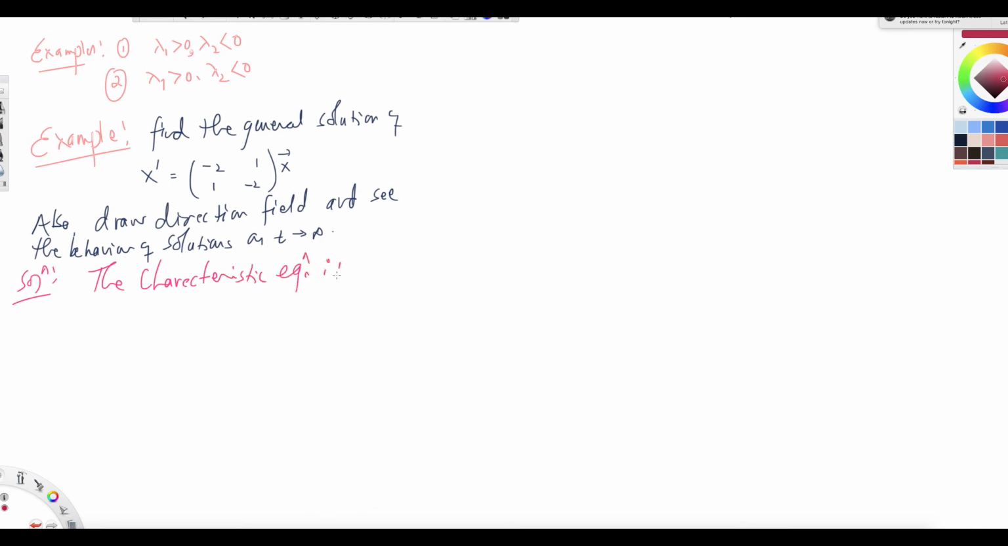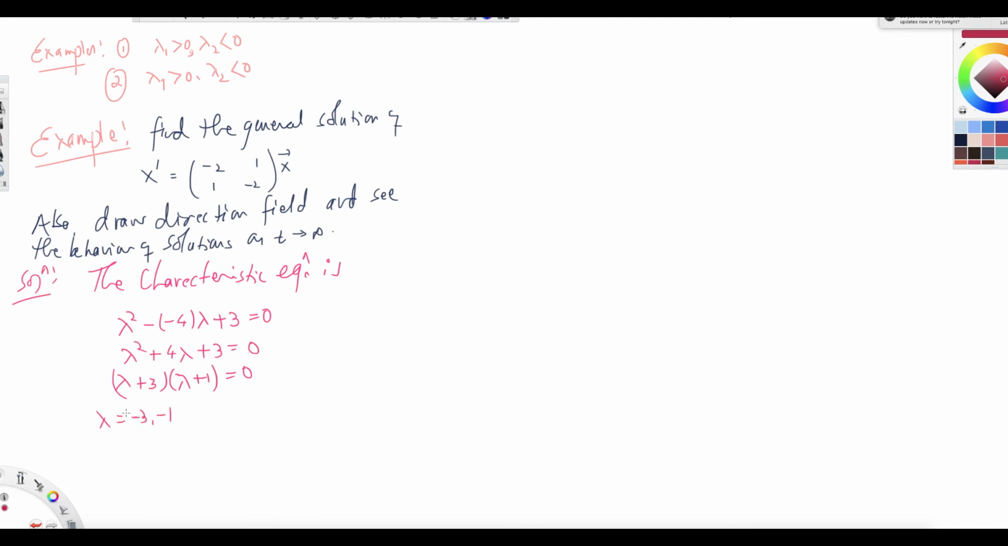The characteristic equation is lambda squared, minus the sum of the diagonal elements, the trace, which is negative 4 lambda, plus the determinant: negative 2 times negative 2 is positive 4, minus 1 is 3, equals 0. So you get lambda squared plus 4 lambda plus 3 equals 0. The factors are lambda plus 3 and lambda plus 1 equals 0. So the solutions are lambda equals negative 3 and negative 1.